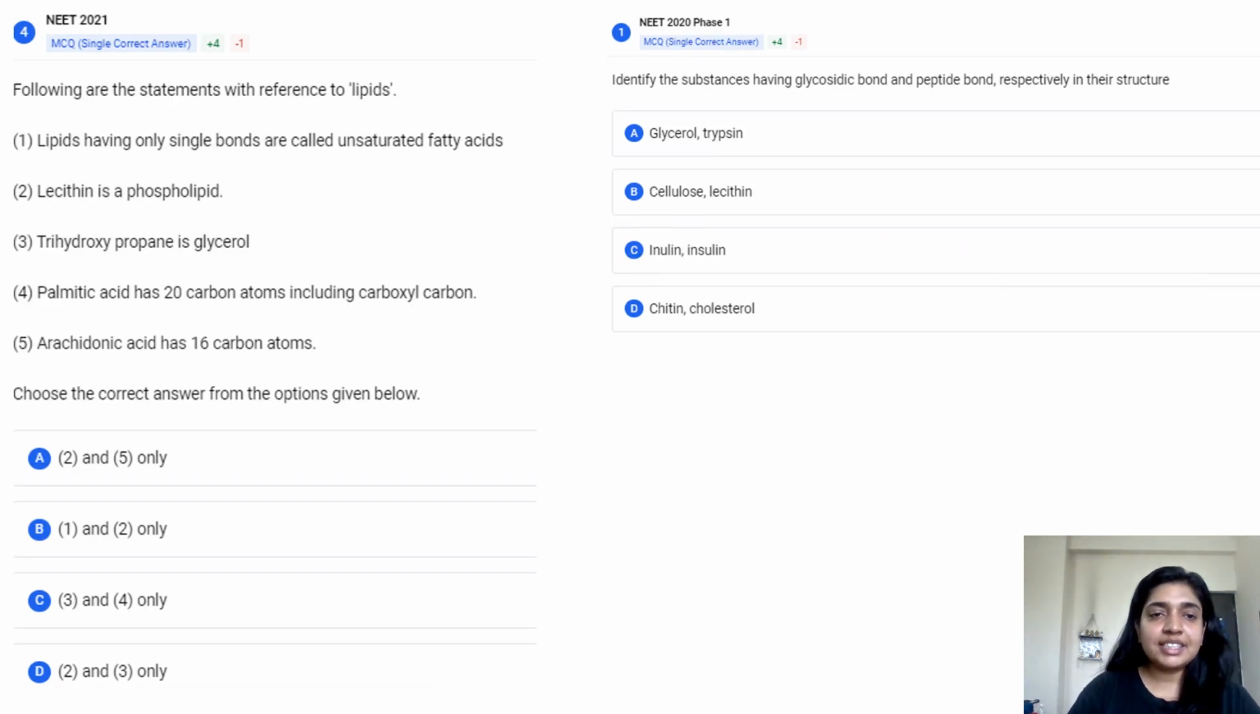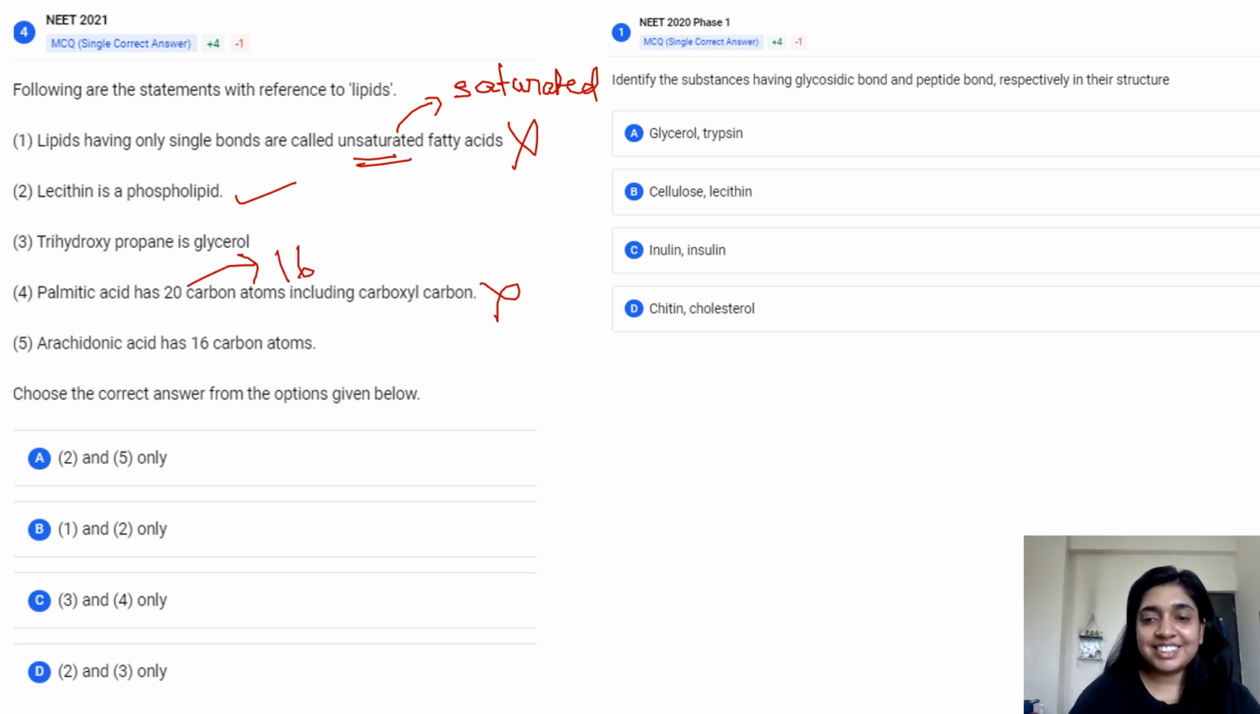Moving ahead, following are the statements with reference to lipids. So lipids have only single bonds are known as unsaturated fatty acids. This is wrong. Lipids which have only single bonds are saturated actually. Then lecithin is a phospholipid. It's true. Then dihydroxypropane is glycerol. Palmitic acid has, this is false. Palmitic acid has 16 carbons. We have discussed this in detail.